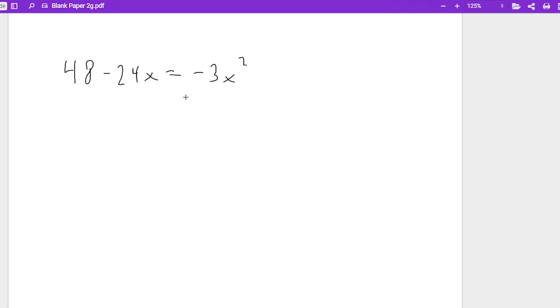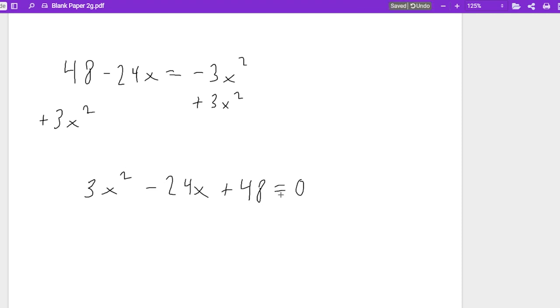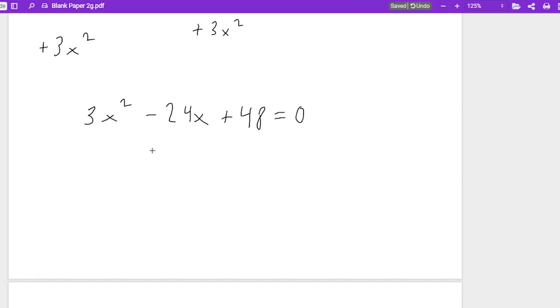So the easiest thing to do would be to move this 3x squared to the left on both sides and reorder this so it's in the normal order we're used to seeing for the quadratic formula. In other words, that's going to look like 3x squared minus 24x plus 48, and that now equals 0. Now it's in the form we like, and we can easily find A, B, and C. So A is going to be 3, B is going to be negative 24, and C is going to be positive 48. And again, I just have to do B squared minus 4AC.